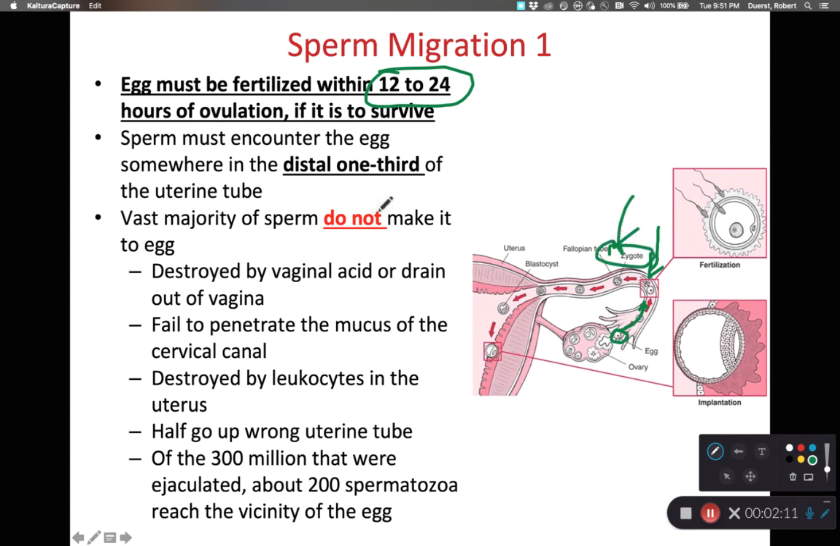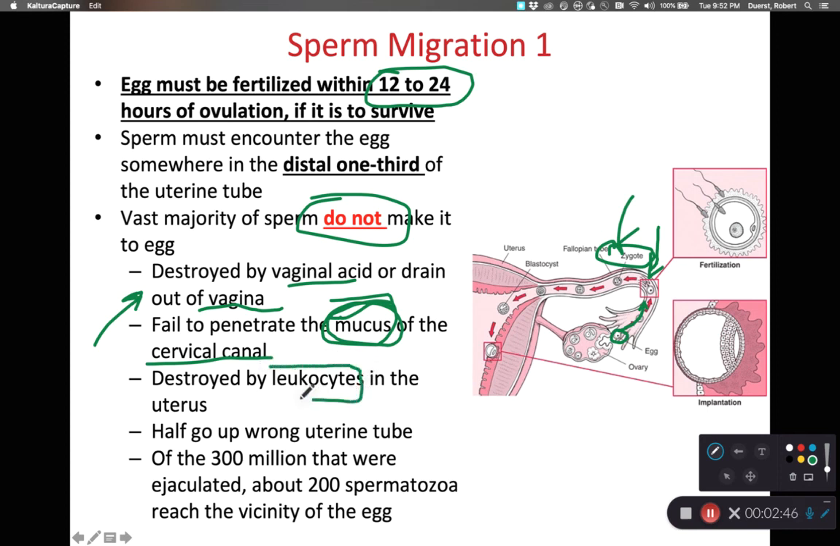Now, we need to really emphasize that the overwhelming majority of sperm do not make it to the egg. Right off the bat, a gajillion sperm are going to be destroyed by acid within the vagina, or will just ooze out of the vagina as the fibrinolysin removes the coagulatory proteins. A lot of the sperm also are going to fail to penetrate the mucus of the cervical canal. That thick mucus within the cervix prevents a lot of sperm from getting in. And then within the uterus, there are white blood cells roaming around that will phagocytize sperm and destroy them.